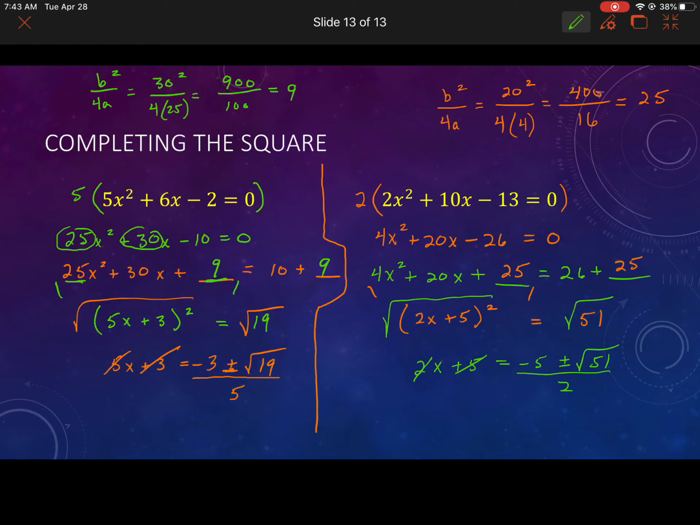All right, so hopefully you did those well. And if not, please make sure you're asking questions, because I know completing the square is kind of a lengthy process, so it's easy to kind of get lost in the whole process. I know it's long.